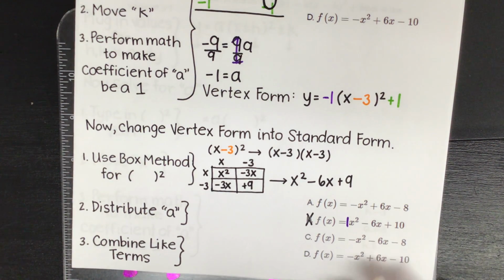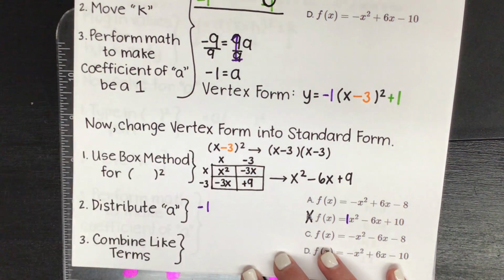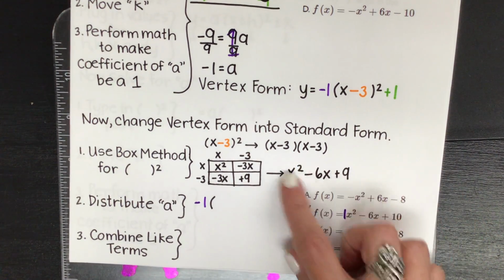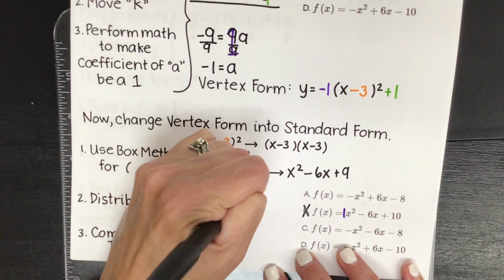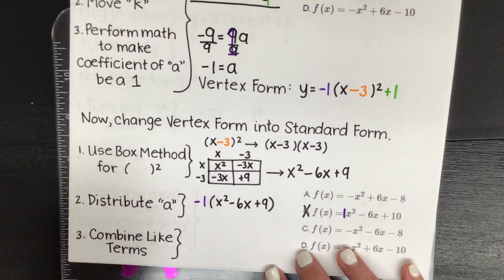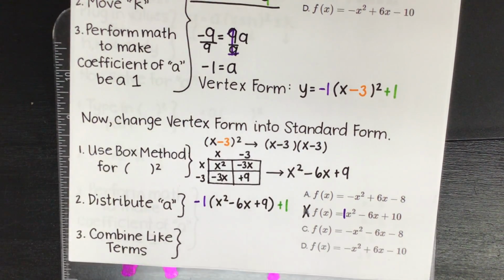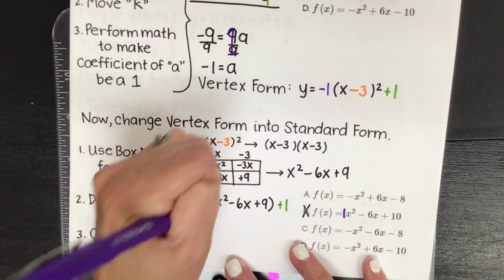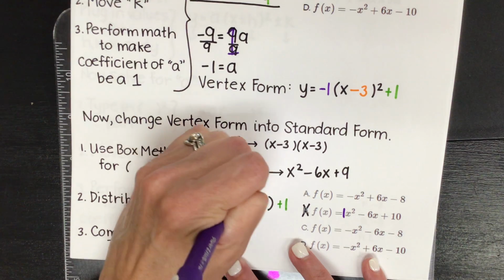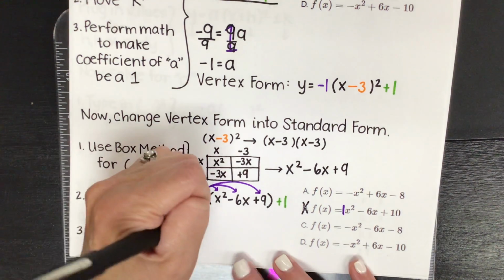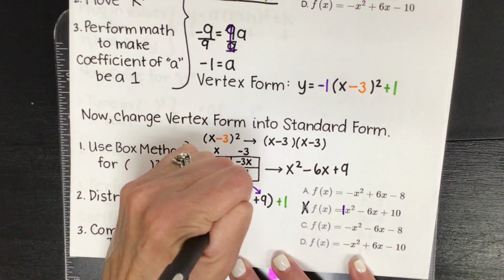All right, now we're going to distribute a. So remember, a is a negative 1. And instead of writing parentheses x minus 3 squared, I'm going to replace that with x squared minus 6x plus 9. And I still have the plus 1 out here, but if we're talking about order of operations, I have to multiply before I can add. So what we're going to do is distribute the a coefficient of negative 1 to all the terms inside the parentheses. And that's going to cause them to change. So that's going to turn that into negative 1x squared.